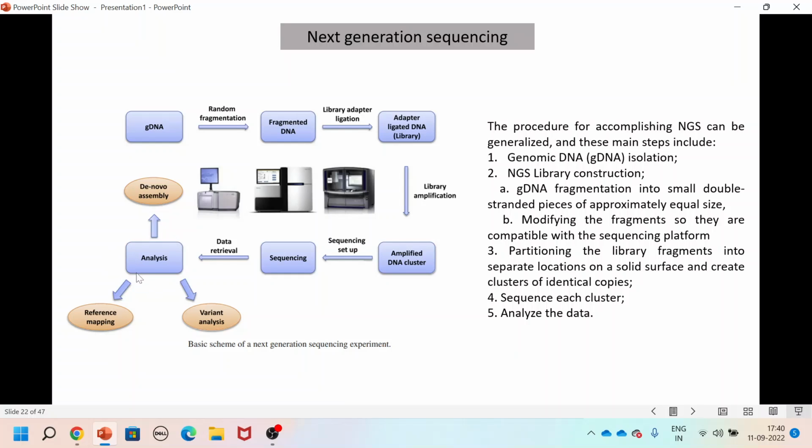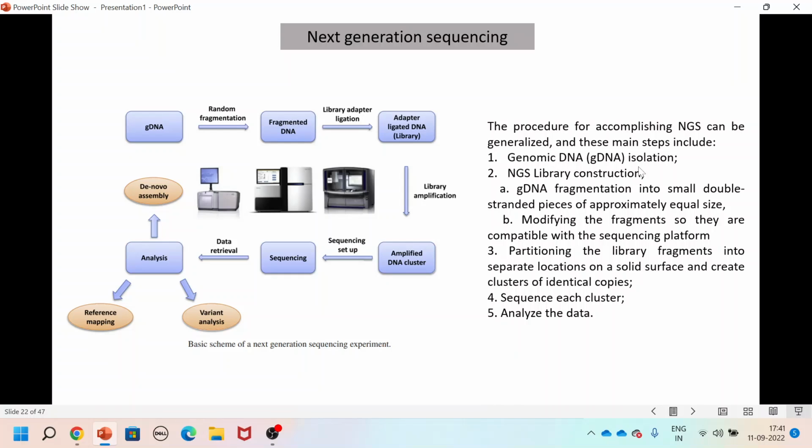So the analysis can be of three types. We can analyze the variants, so if there are some variants, variant analysis can take place. Or we can map it with some reference genome, and then we can sequence the DNA which we have isolated. Or it can be a de novo assembly, which is a new assembly which does not have any reference genome. So these are the five basic steps.